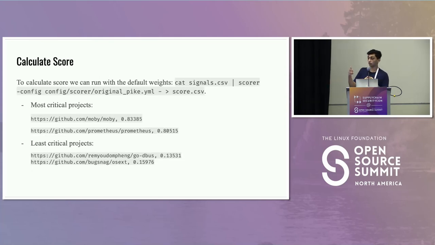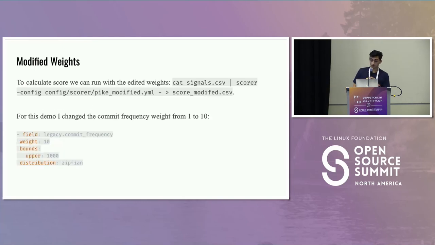We can then run the score on the signal data with default weights to get our most and least critical projects. So we can do something similar to get modified weights. We can run the score on the same signal data, but this time with modified weights. In this demo, I've changed the commit frequency weight from 1 to 10.